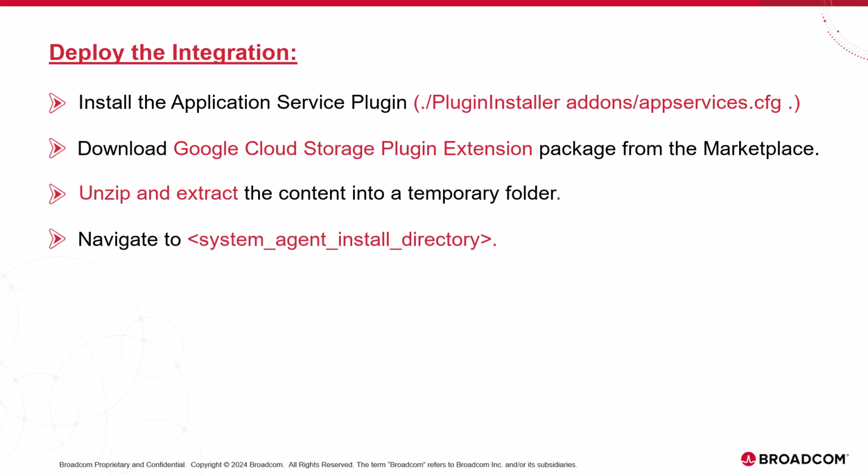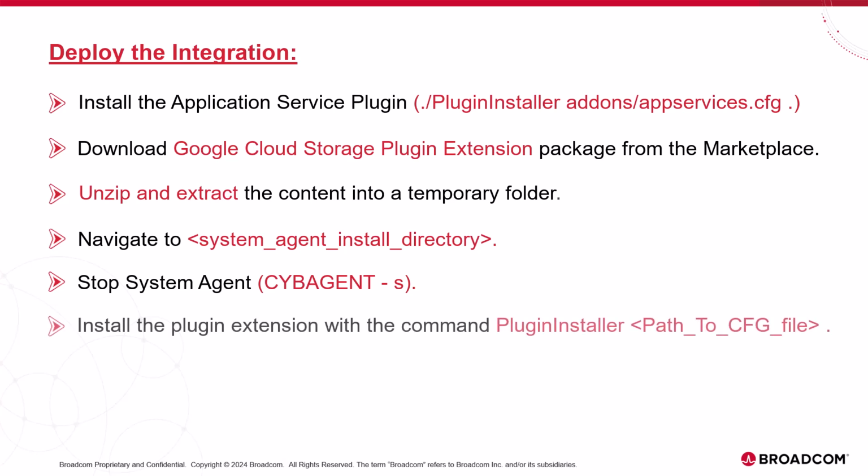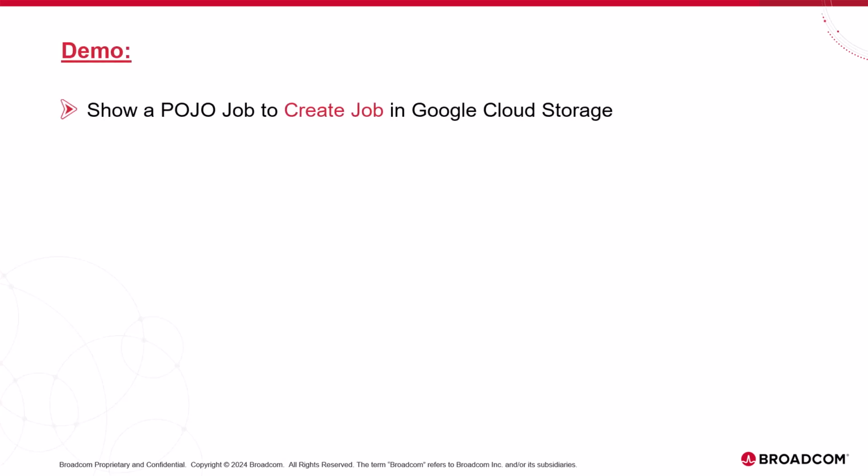Navigate to System Agent Install Directory. Next, we must stop the system agent with the cyb agent -s command. Install the plugin extension with the command plugin installer, path to CFG file. Now, restart the system agent with the cyb agent -a command. Remember, this integration uses Google Cloud Storage Public REST API. In our demo, we will create a Google Cloud Storage Pojo job in AutoSys.